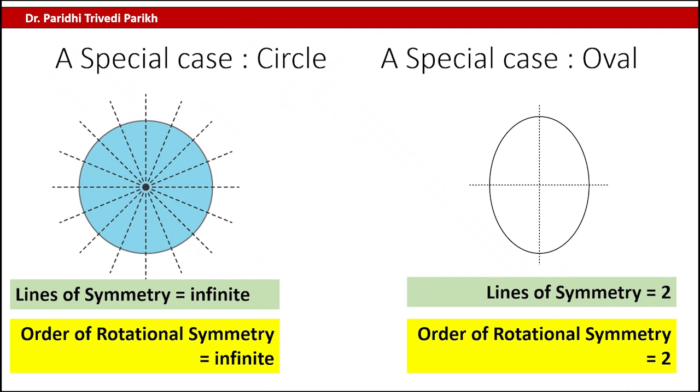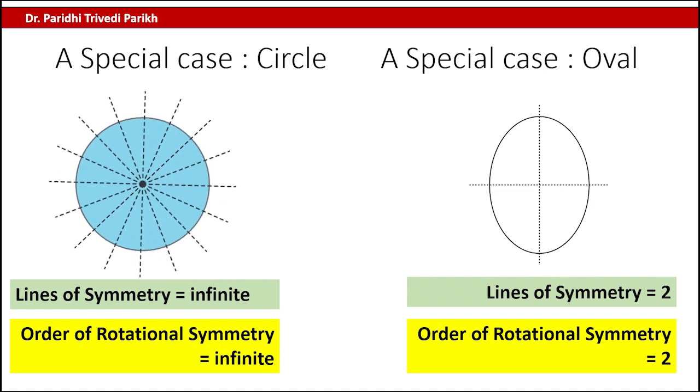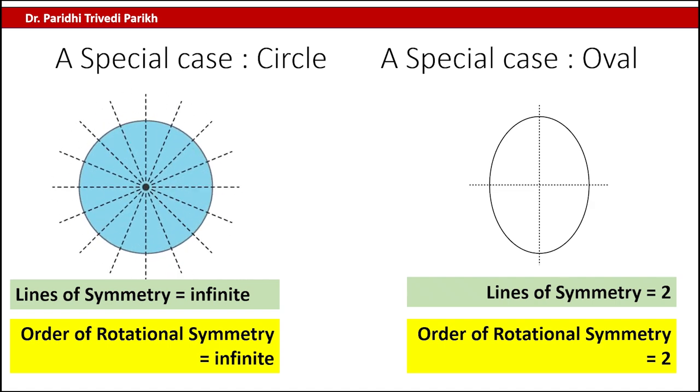Now, this is a special case. A circle has infinite lines of symmetry, and the order of rotational symmetry is also infinite. How? You can rotate it through 360 degrees and you will always find the same position, same shape as it was before. So the order of rotational symmetry in the case of a circle is infinite. Similarly, the line of symmetry is also infinite, which you can see.